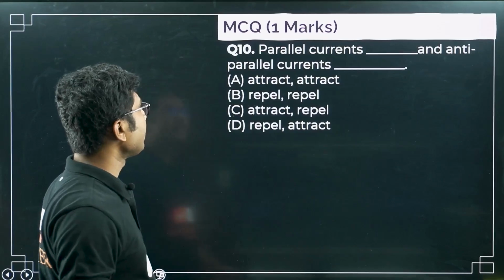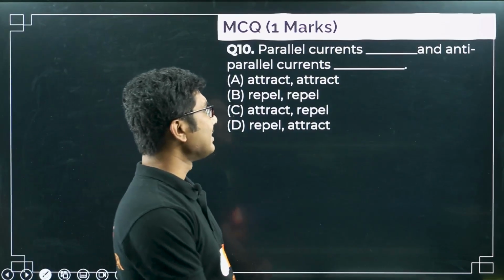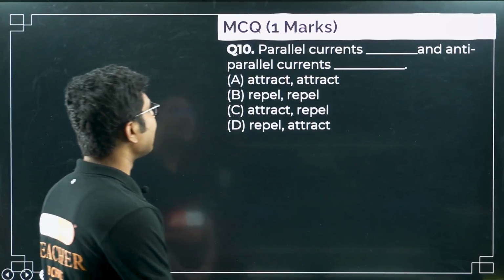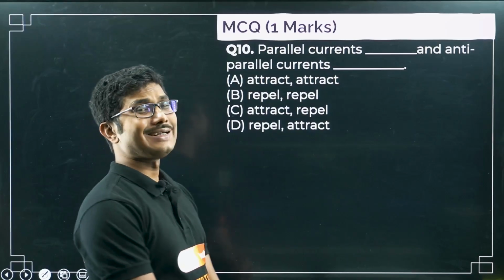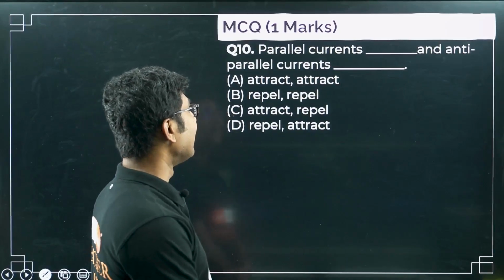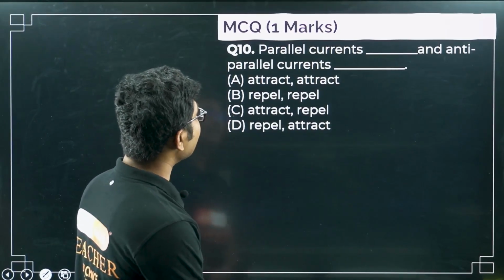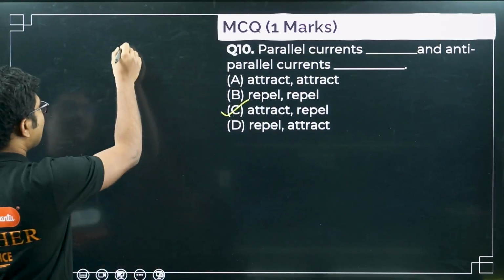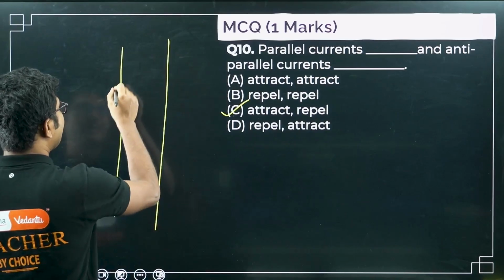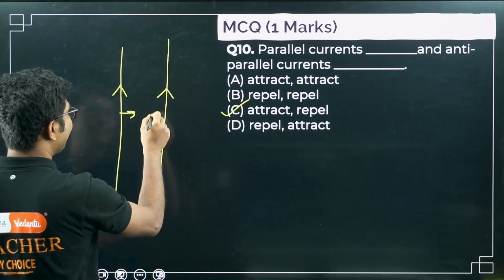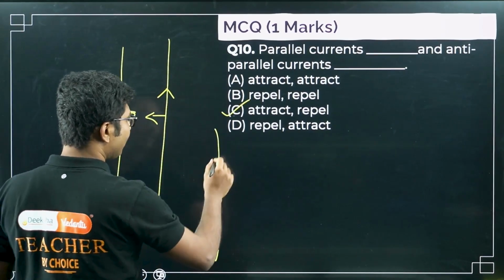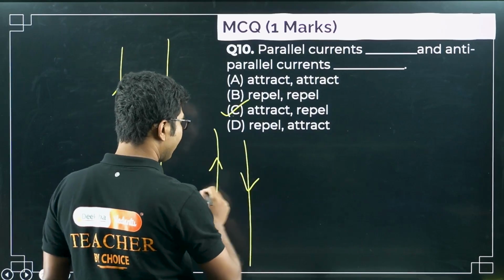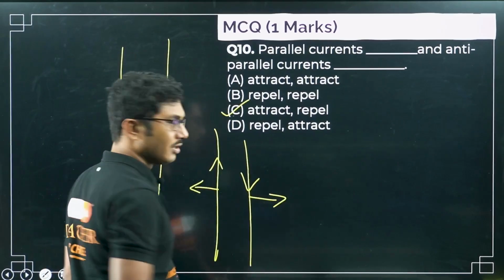Okay, next question, question number 10. Parallel currents dash and anti-parallel currents dash. So parallel currents attract and anti-parallel currents repel. You have to remember: when the current is flowing in the same direction, they will feel an attractive force. If the current is flowing in the opposite direction, they will feel a repulsive force.